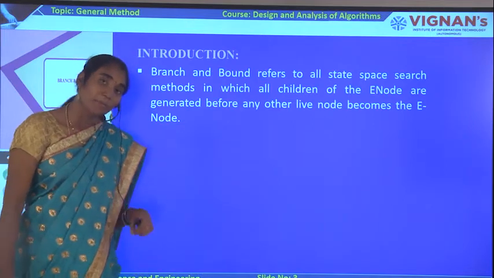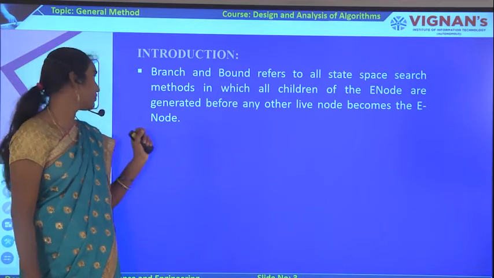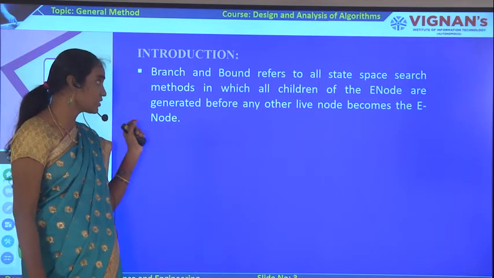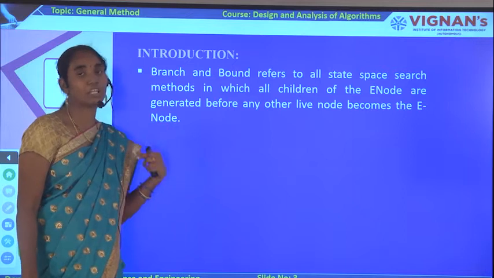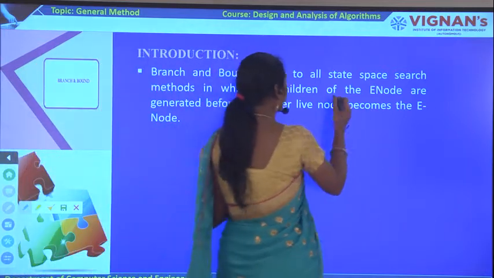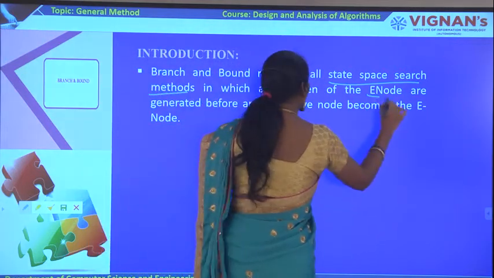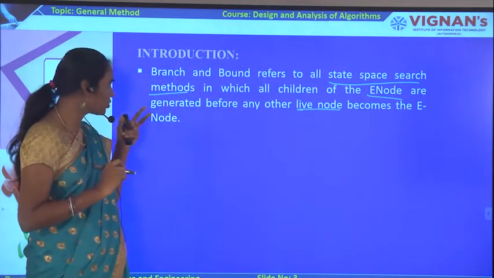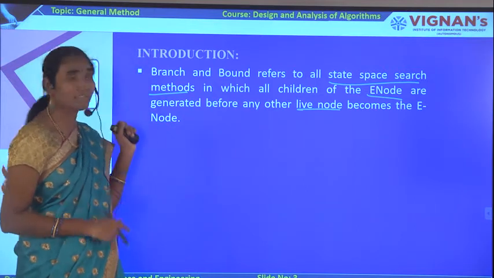Branch and bound refers to all the state space search methods in which all the children of the E node are generated before any other live node becomes the E node. Here I have some unknown terms: state space search methods, E node and live node. What are they? State space search methods.